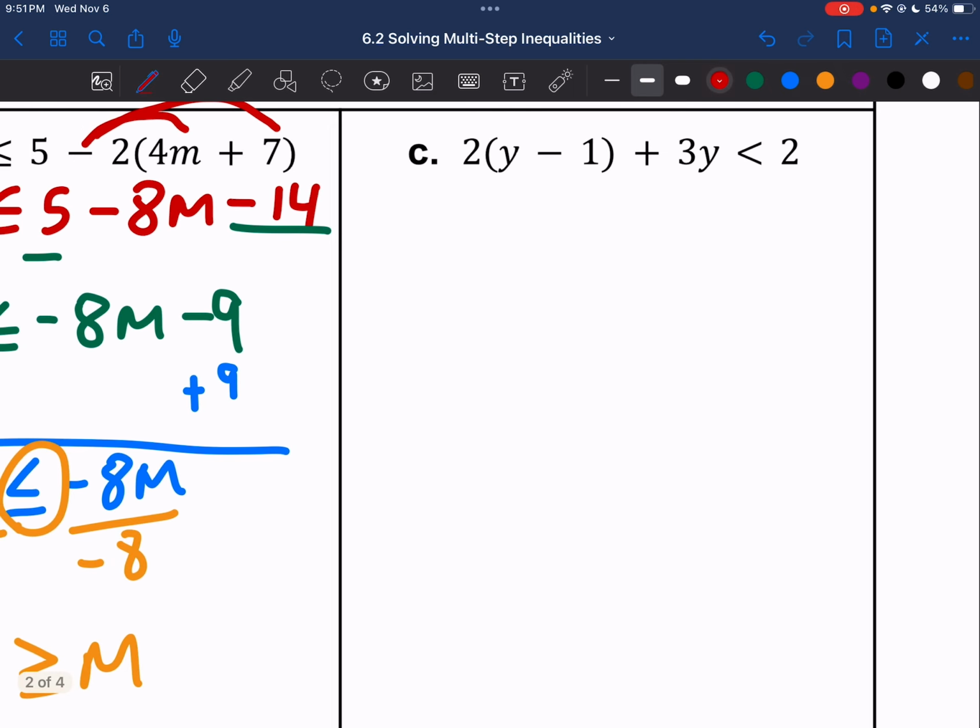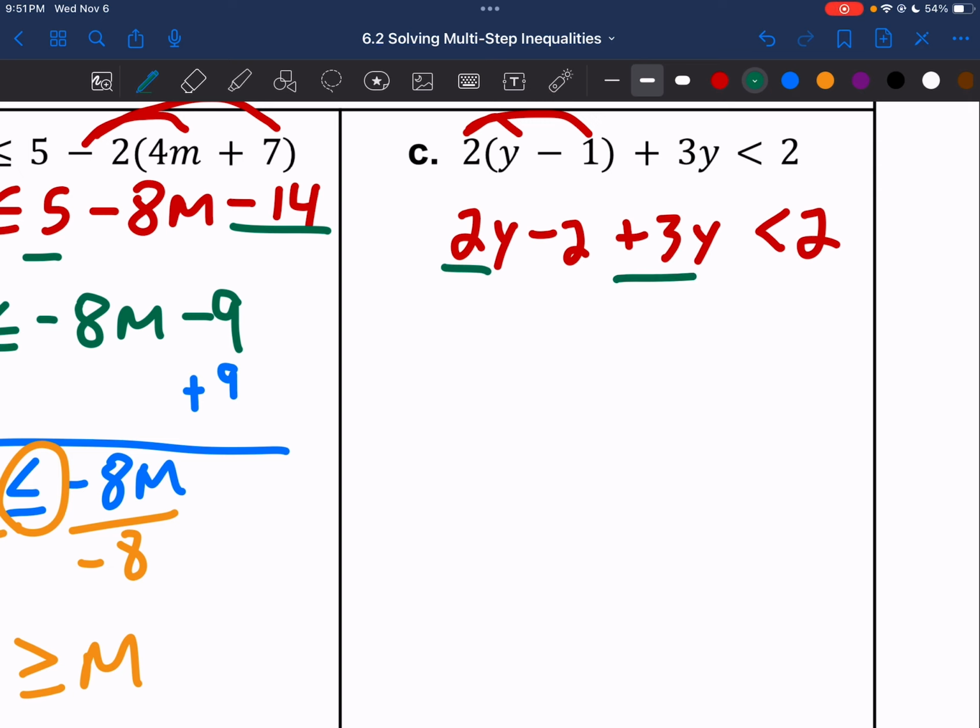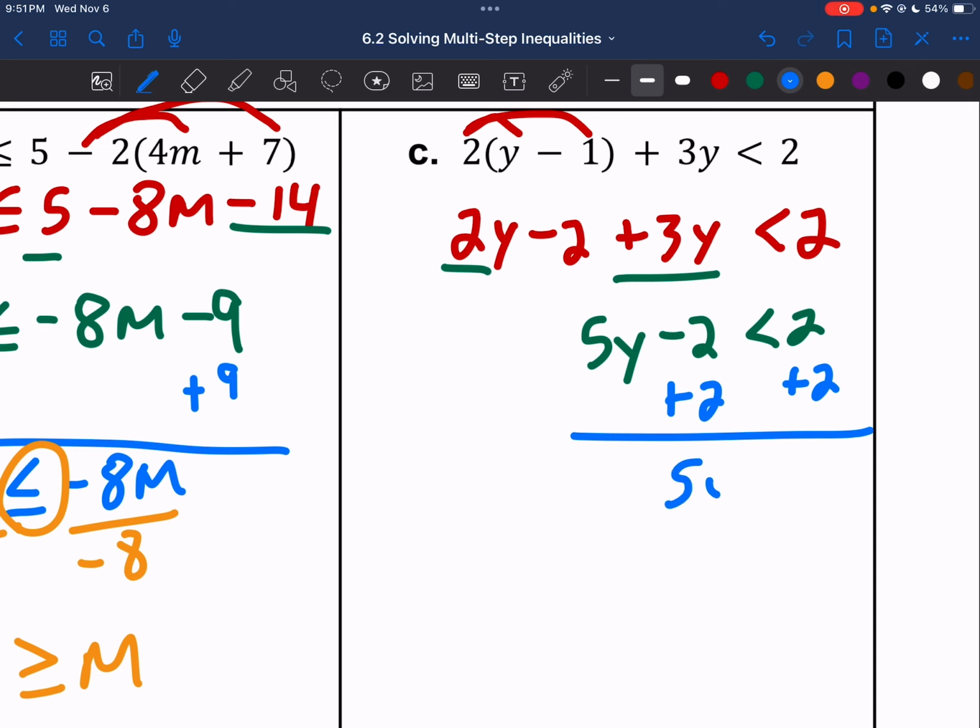Letter C. We start with distributive property again. We get 2y minus 2 plus 3y is less than 2. 2y plus 3y is 5y. Minus 2 is less than 2. We're going to add 2 to both sides. 5y is less than 4.